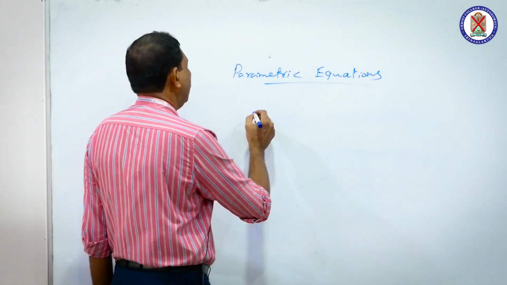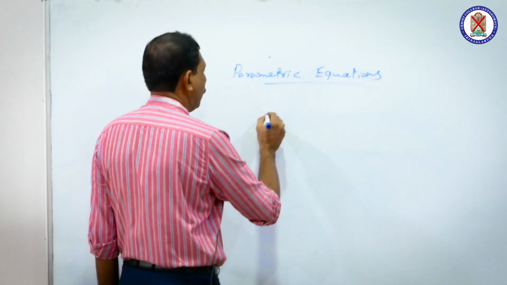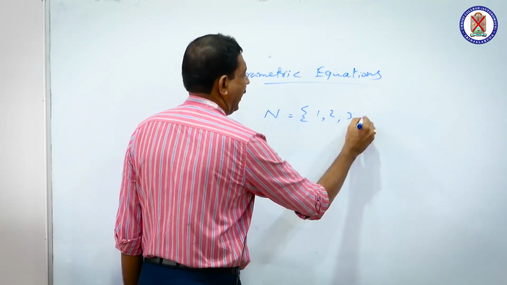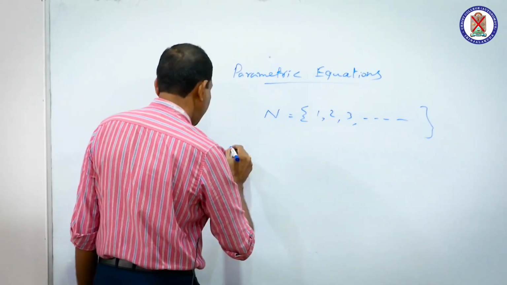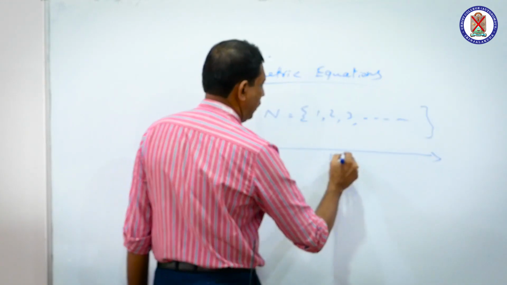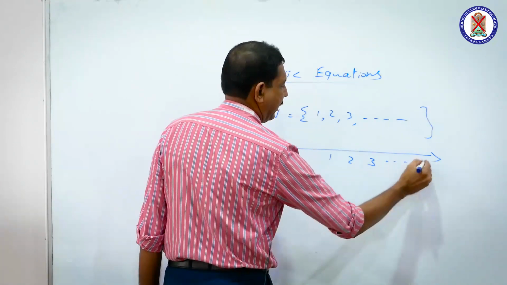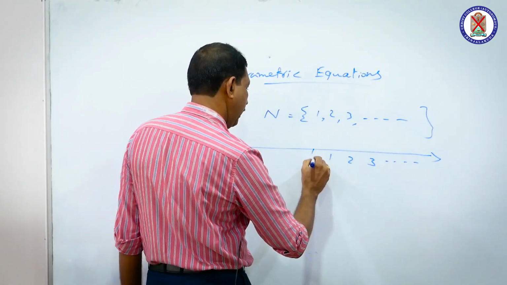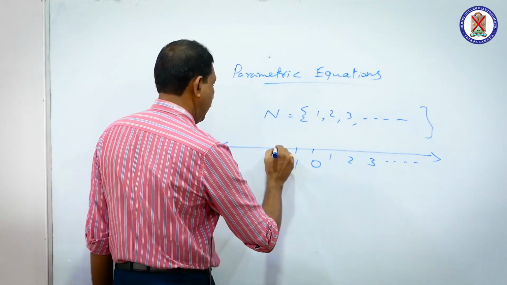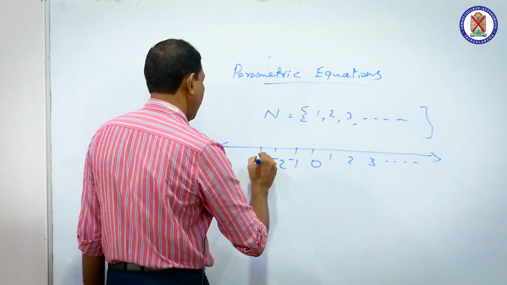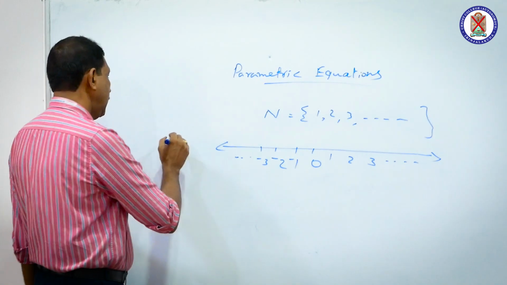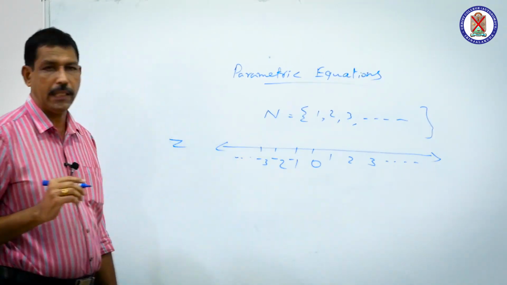As you know, the counting number system, that is the natural number system, is equal to the set 1, 2, 3, etc. If you plot it on a line, the positions will be like this: 1, 2, 3, etc. And if you add a 0 here, we get the whole number system. And if we add negative numbers, etc. on this line, we will get the set of the integer system.